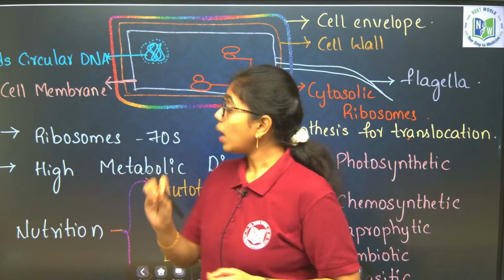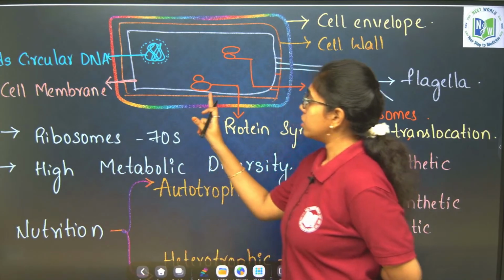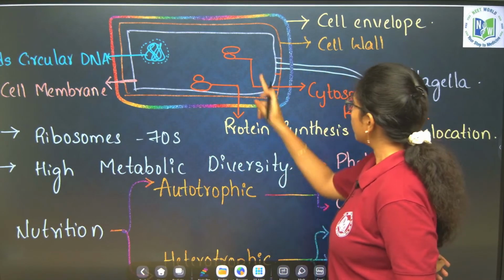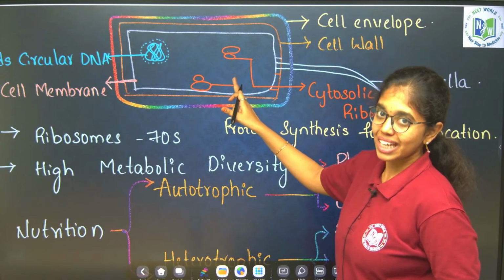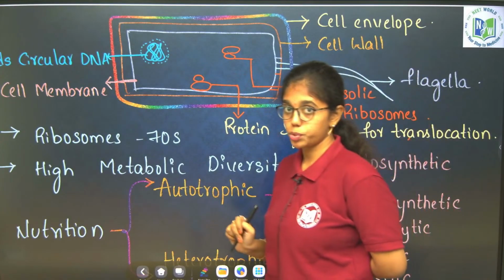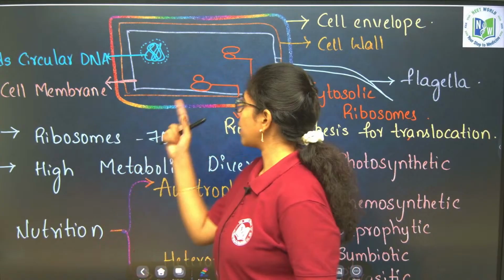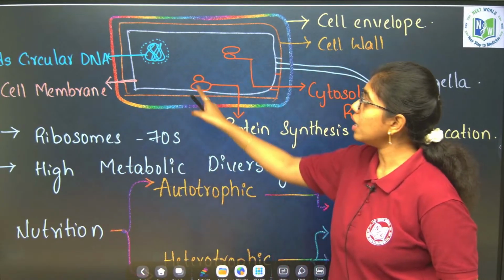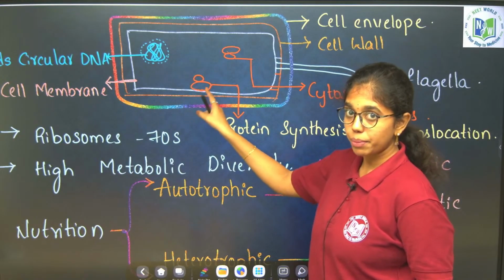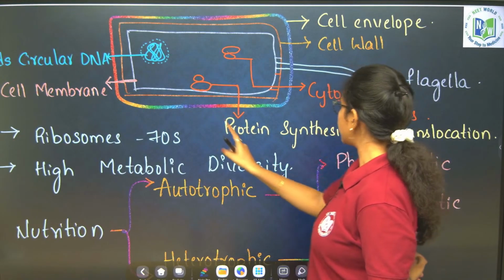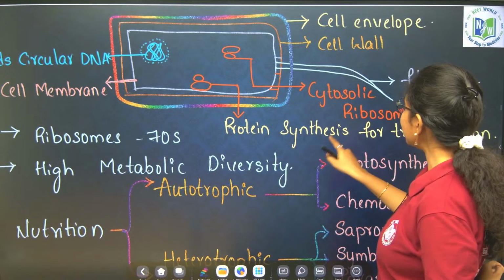And what are the non-membrane bound organelles? Those are ribosomes. So, here we have 70S ribosomes, 2 types of ribosomes we have. One is the cytosolic ribosome, second is the ribosomes which are attached to the cell membrane. This is for what? Protein synthesis.